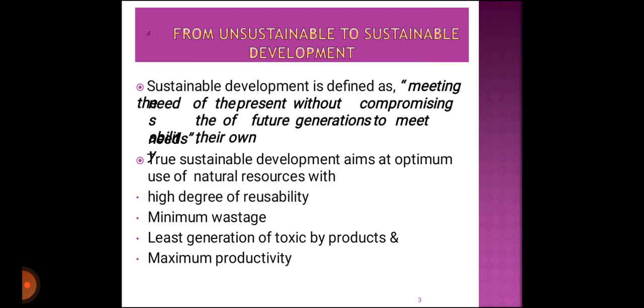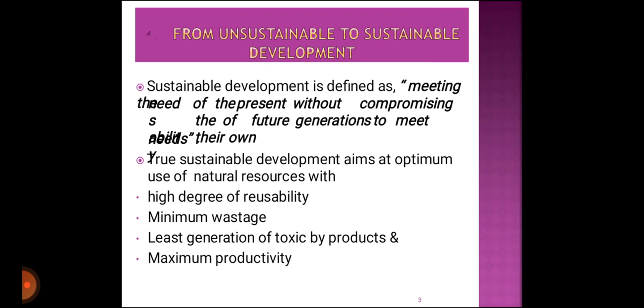The true sustainable development aims at optimum use of natural resources with a high degree of reusability, minimum wastage of the product, least generation of toxic byproducts, and maximum productivity. So these are the various steps for turning unsustainable development into sustainable development.